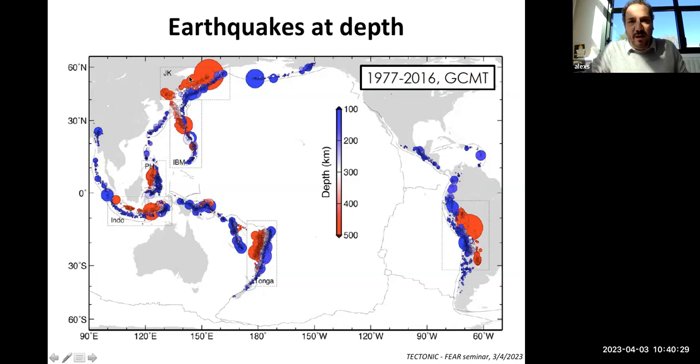And below is the red seismicity, the transition zone seismicity or deep focus earthquakes, which actually doesn't happen everywhere, only in a given number of subduction zones, namely the coldest ones. Hot subduction zones seem not to be able to produce earthquakes in the transition zone.